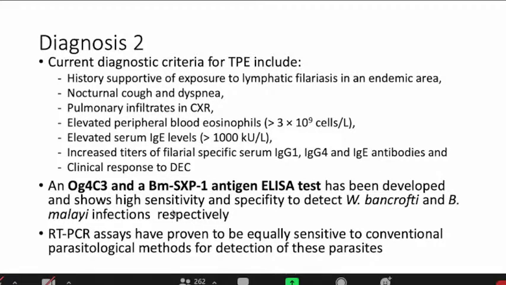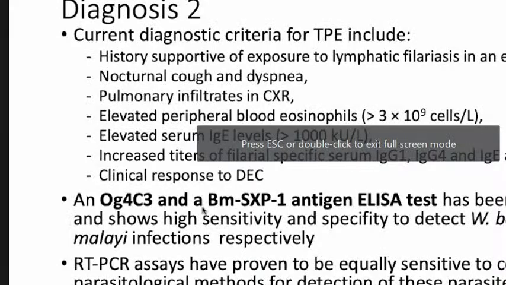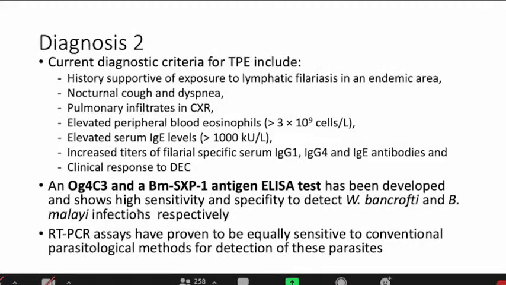There are these other additional tests that are not really available widely for clinical use. So the OG4C3 and Bm-SXP-1 antigen ELISA tests have been developed that are able to detect Wuchereria bancrofti and Brugia malayi infections respectively. So OG4C3 is for Wuchereria and Bm-SXP-1 is for Brugia, but they're not really available for day-to-day diagnosis of patients. They are still fairly new.